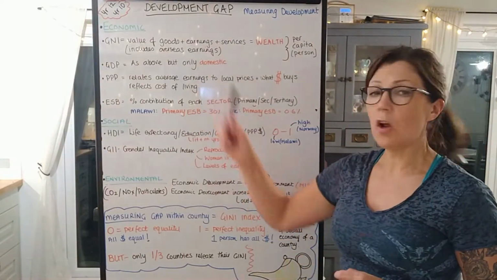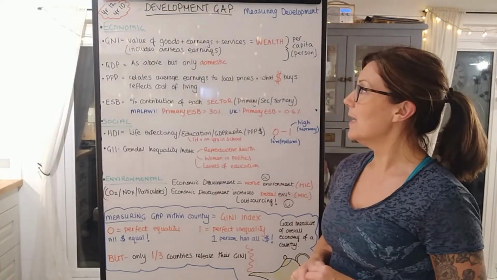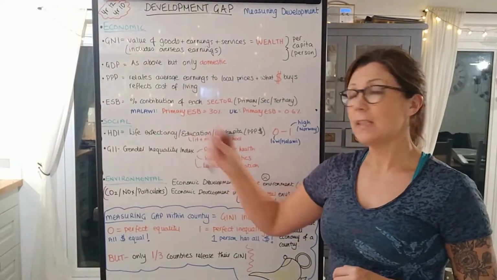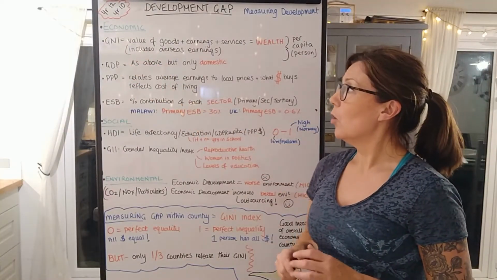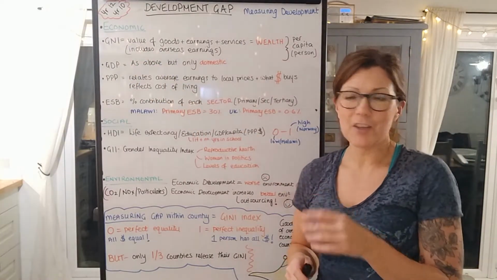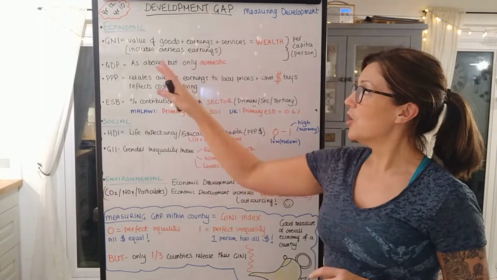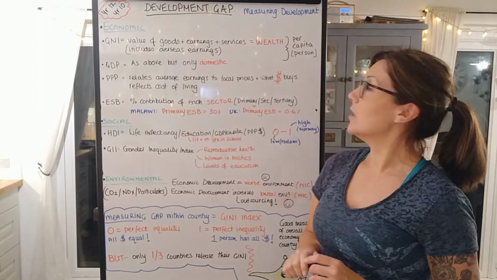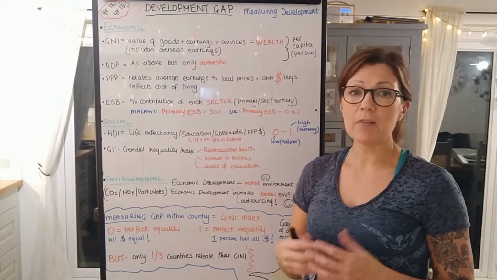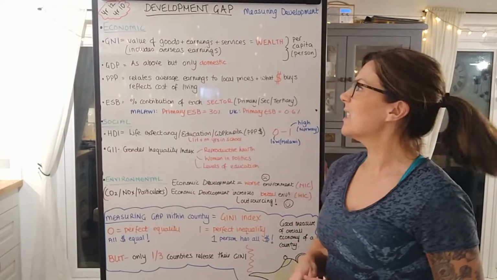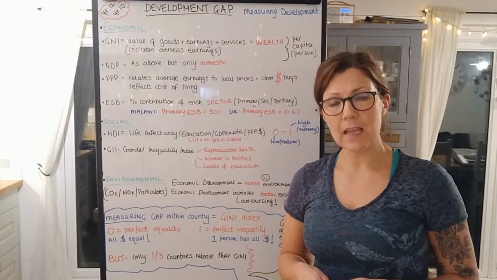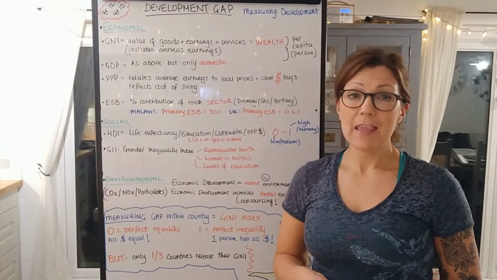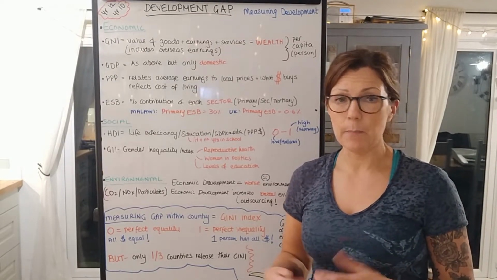as well. So we're going to start looking at economic indicators, and we've got 4 of these. The first 2 are quite similar. We have GNI, Gross National Income, and GNI is the value of goods and earnings and services, so it's the amount of money that your country makes. And that's a very decent way of measuring development, because if a country is developed, then theoretically it should have quite a lot of income.